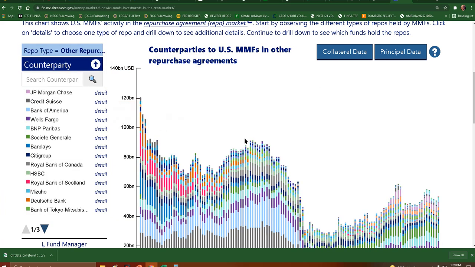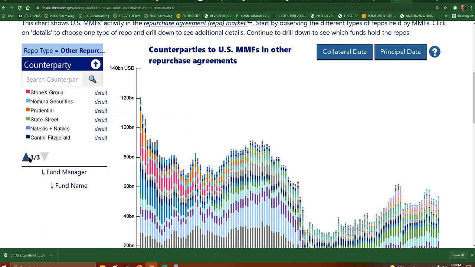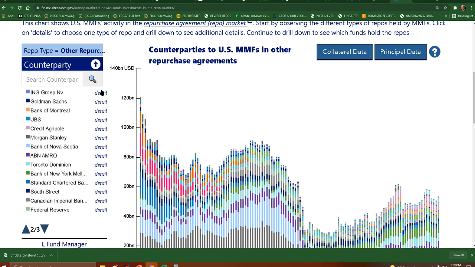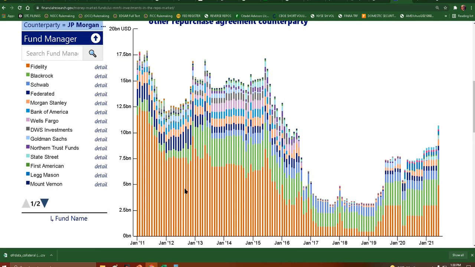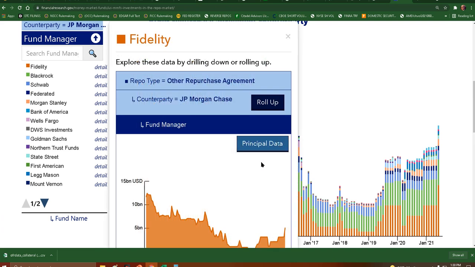What is the first thing you notice? There's no Fidelity listed as a counterparty. Why do you think that is? Because they're the ones that are taking in all of the collateral from these desperately in need banks and broker-dealers who need this stuff. So JP Morgan Chase, let's see who they're exposed to the most. Let's take a look. What do you know? Fidelity. That's interesting. Let's drill down a little bit further.